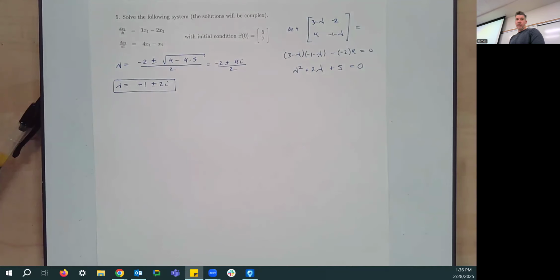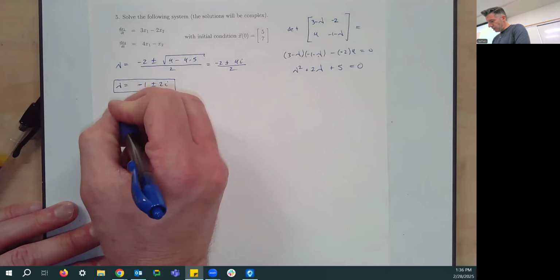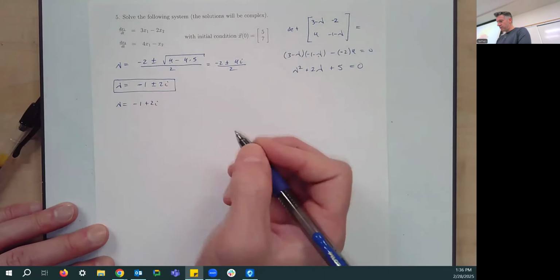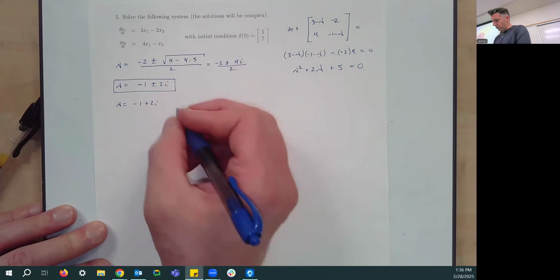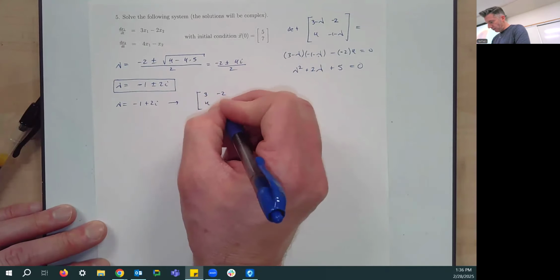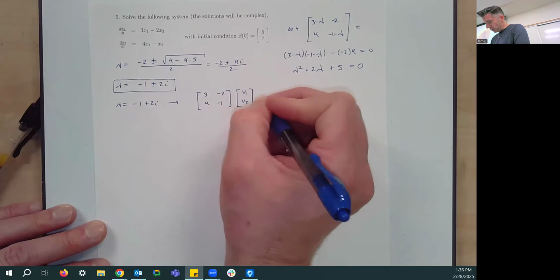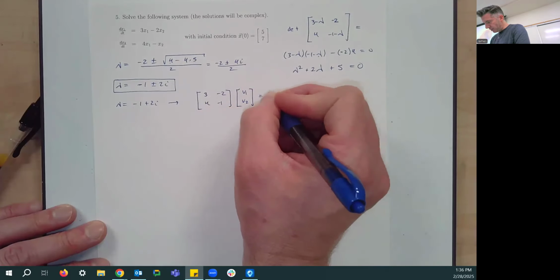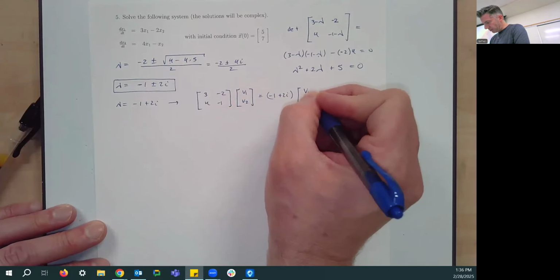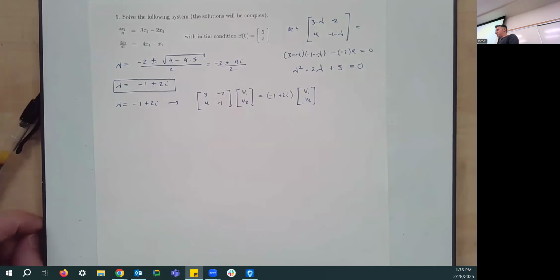Now we need to find an eigenvector, and just one, right? Because it's a complex situation where we just find the one eigenvector. So we're going to use lambda equal to -1 plus 2i, and then we're going to throw that into our usual equation. So we're going to say that our matrix 3, -2, 4, -1 multiplied by the eigenvector that we're trying to find is equal to -1 plus 2i times the eigenvector that we're trying to find. That is the way he tends to prefer to do it, even though I think doing it the other way is usually easier, but this way is also pretty straightforward.